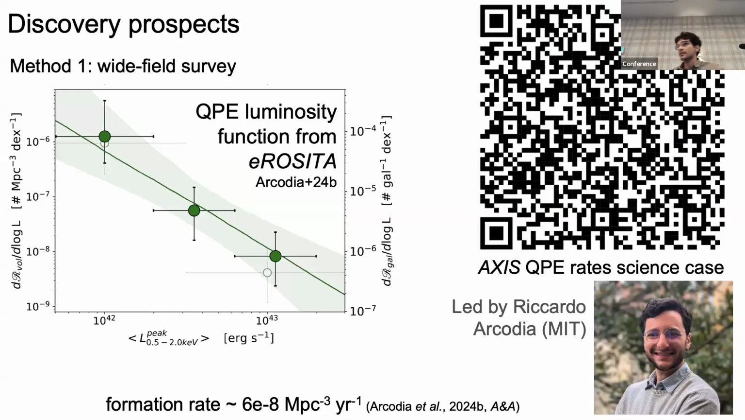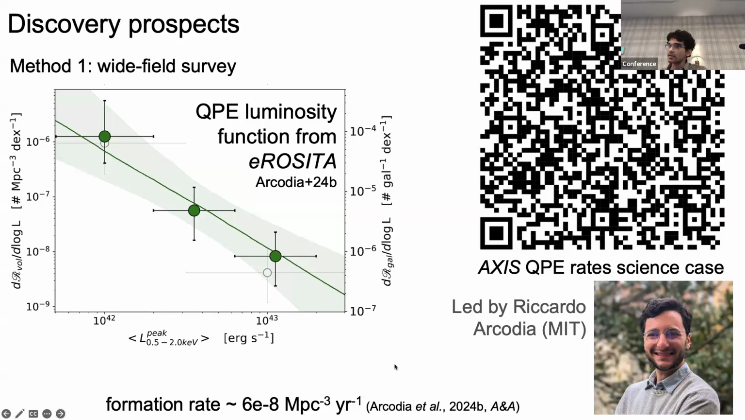So the first thing that's natural to ask is how can AXIS potentially help us widen the breadth of our sample of known QPEs? And I'll talk about two methods. The first kind of mirrors the way that many of the QPEs that we already know about have been found, which is through eROSITA.